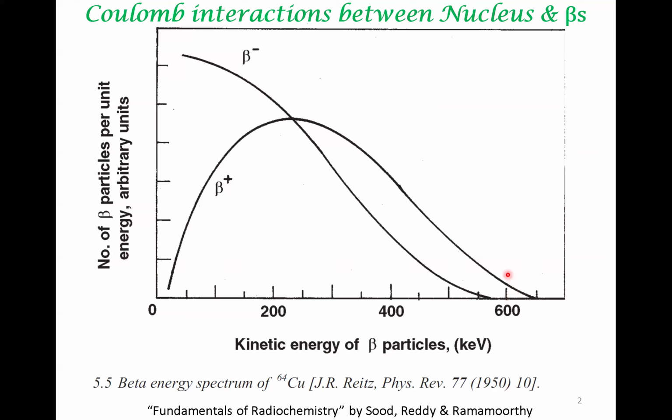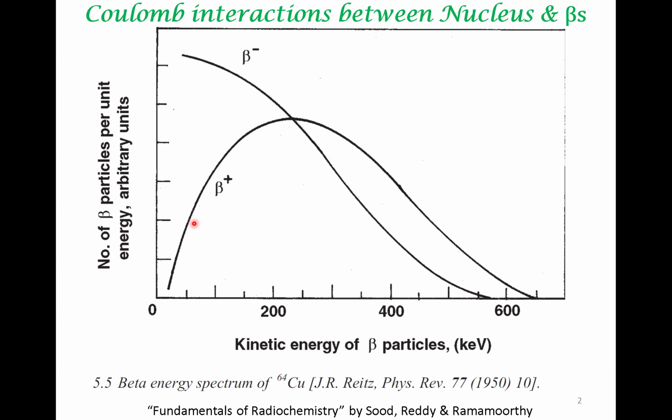And in the previous lecture on the statistical factor within the Fermi theory of beta decay, we were able to explain why this is so. However, you would see that the number of particles with higher energy is more in the case of beta plus decay compared to beta minus decay. And the other feature that is different is that the number of particles at very low energy is a lot more in the case of beta minus decay compared to beta plus decay.